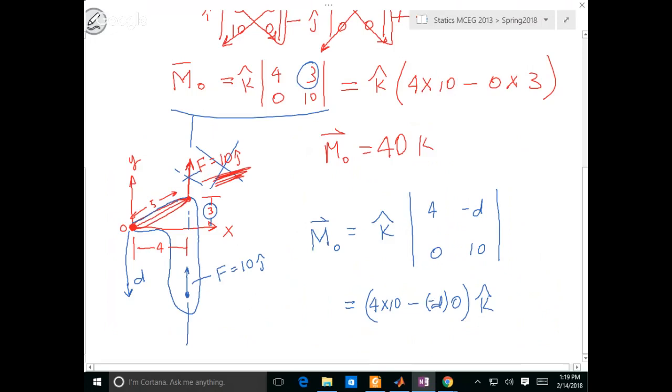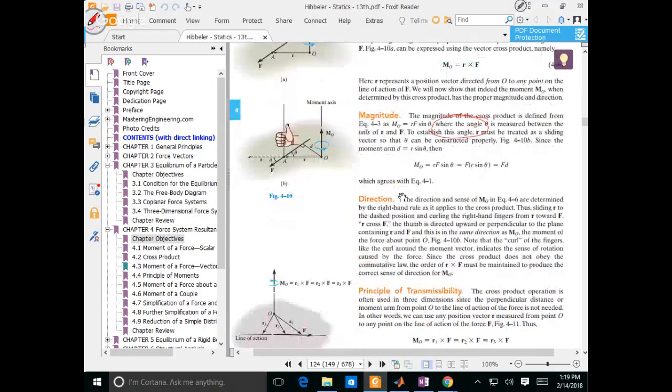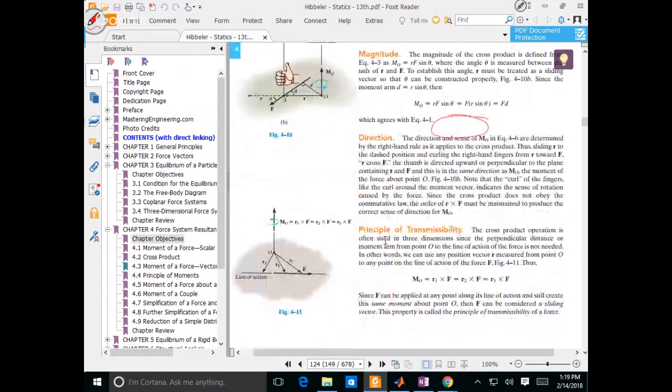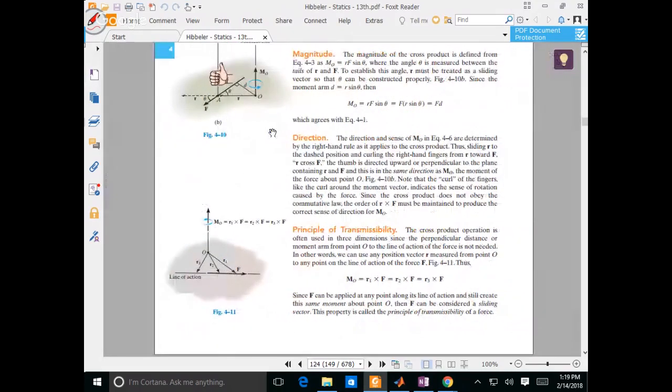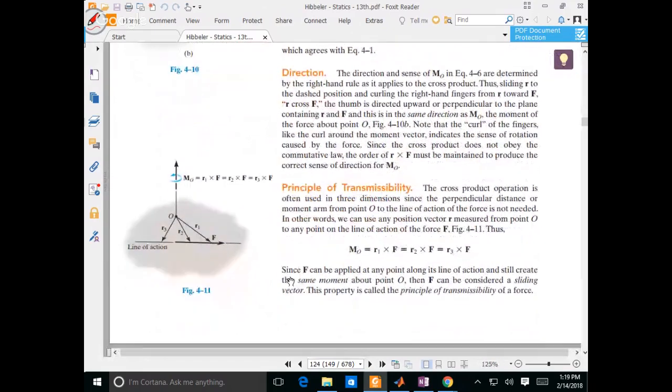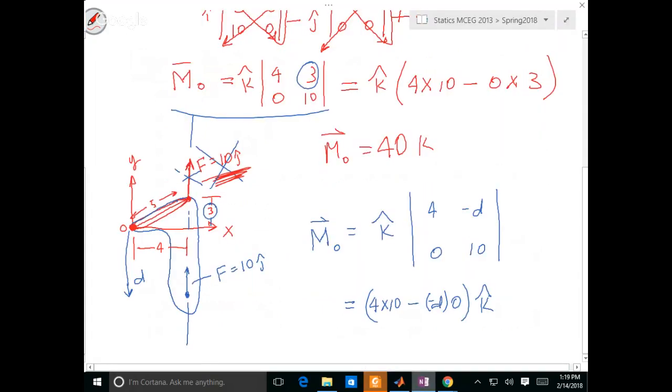So if you look back at his book, I guess it was the next page. No, it was the same page. He's talking about this line of action, the principle of transmissibility. So essentially what he's saying is, I don't care if you have an R, R1, R2, those are all the same because it doesn't matter where you put the load as long as it's along the line of action. So you can do the math all you want, as many times as you want, you'll find the same thing.